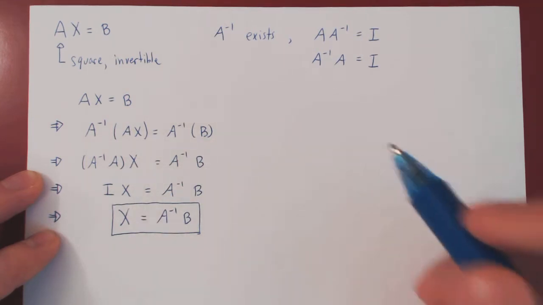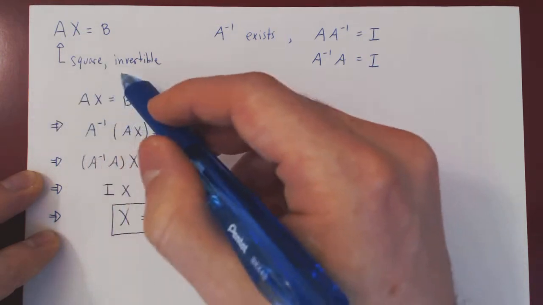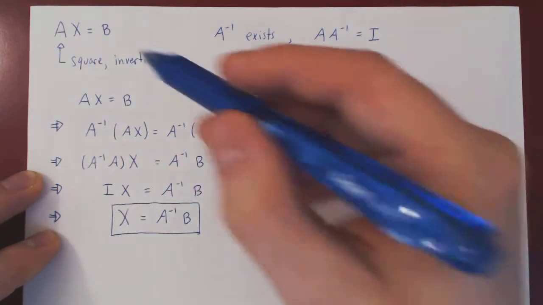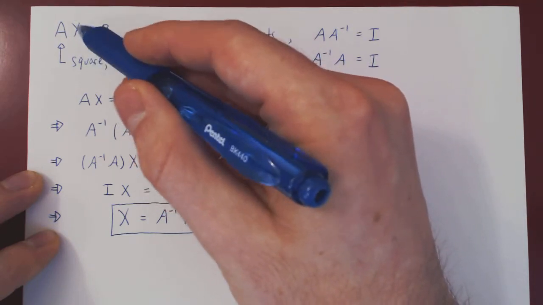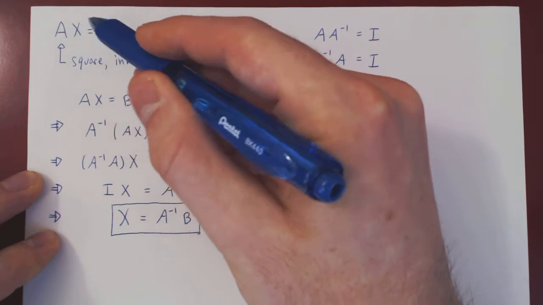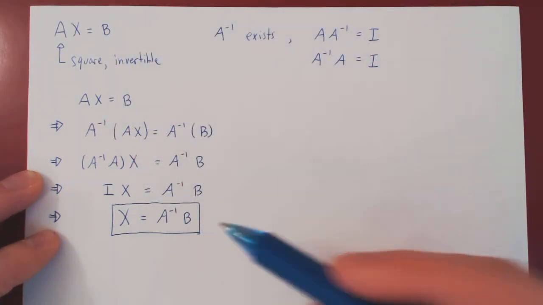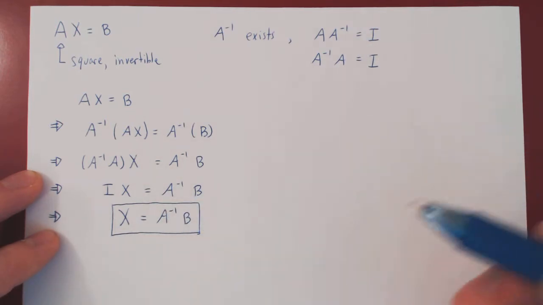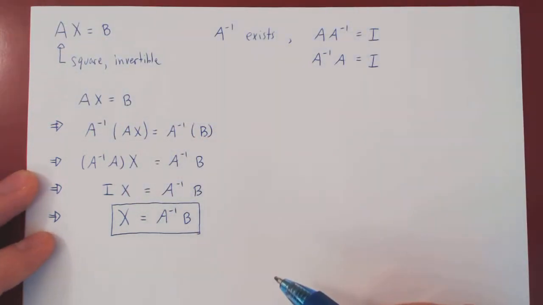So whenever you have a linear system where the matrix of coefficients is square and invertible, there is a unique solution to the vector of variables x, and the unique solution is therefore A inverse times B. That's it. Let's do an example, and we'll just keep the calculation simple, so we'll use an example where A is a 2 by 2 invertible matrix.